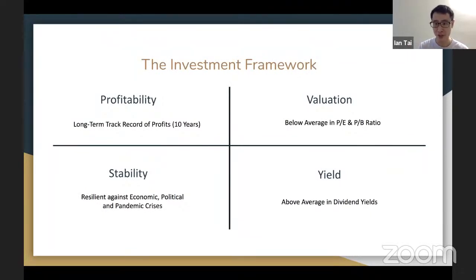And then we have the right-hand side, which is about valuation. The first one is valuation itself, where we are going to talk about PE and PB ratio. And the bottom right corner would be yield, because I'm a dividend investor, so dividend yield is something that I do consider. So we have four things in mind: profitability, stability, valuation, and yield. Stability, valuation, and yield are pretty simple, but because it's a banking stock, the bulk of the content will be spent on the profitability of the bank. So let's take that in mind.